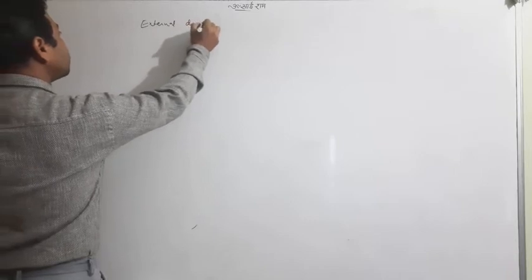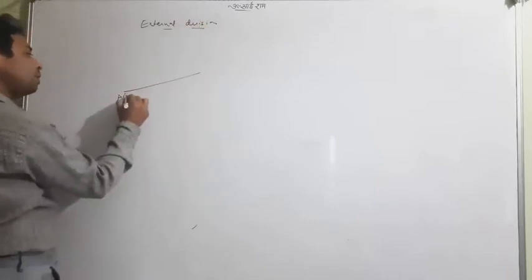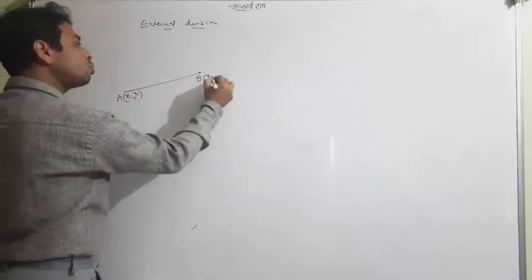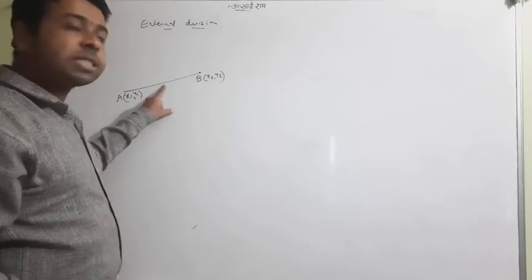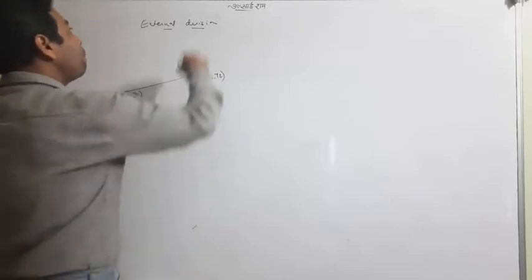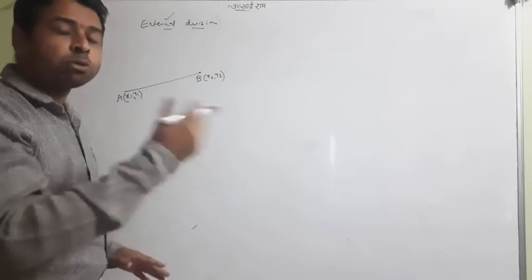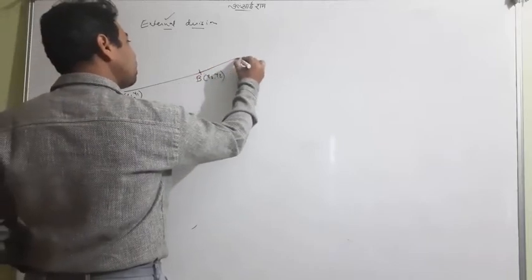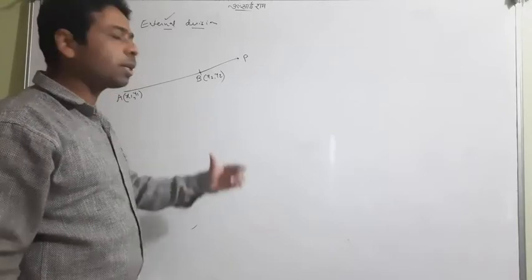What is external division? Look at, I tell you. Suppose A is a point (x1, y1), and suppose B is a point (x2, y2). When I taught you internal division, P was inside AB and it was dividing AB in M is to N. When it is external division, what does it mean? When P lies outside of AB, meaning P is suppose here and it is dividing AB. Sometimes the words are confusing.